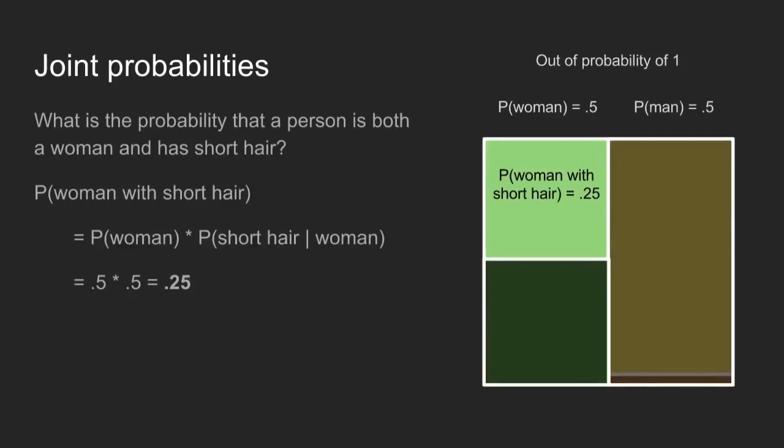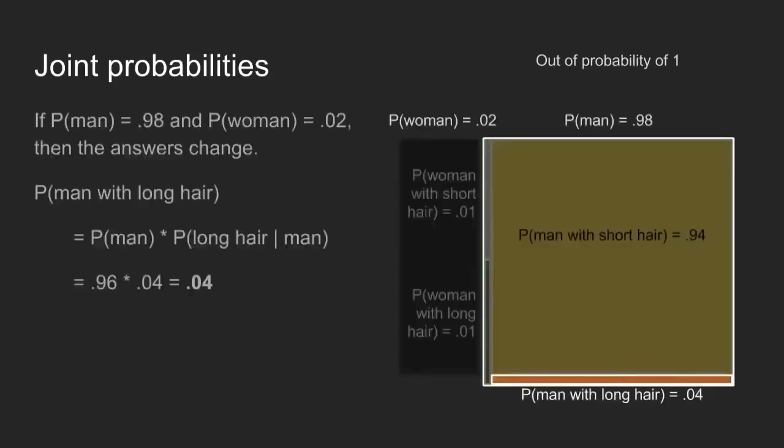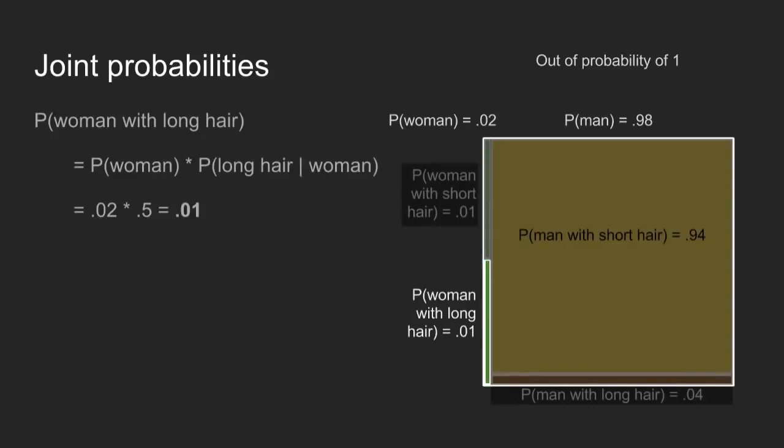Now, concept 2, joint probabilities. What's the probability that a person is both a woman and has short hair? To calculate a joint probability, you first find their conditional probability. If I know that they're a woman, what's the probability that they have short hair? And then you multiply that by the probability that they're a woman. So in this case, 0.5 times 0.5, we get 0.25, which is exactly what we knew it was going to be. And the same is true for all of our different conditions. We can do this for the men's restroom too. The probability that someone is a man and has long hair, 4%. Someone is a woman and has long hair, 1%.